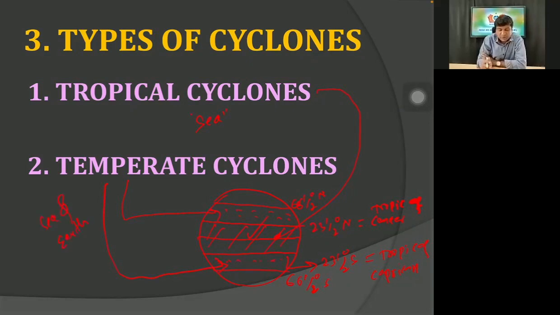So temperate cyclones will originate on sea and earth or land, but tropical cyclones will originate only on the sea, because cyclones need an average temperature of more than 26 to 27 degrees Celsius, and they require more energy for their origin, and even Coriolis force. All these conditions are easily available on the sea surface. So that's why tropical cyclones generally originate over the sea surface.